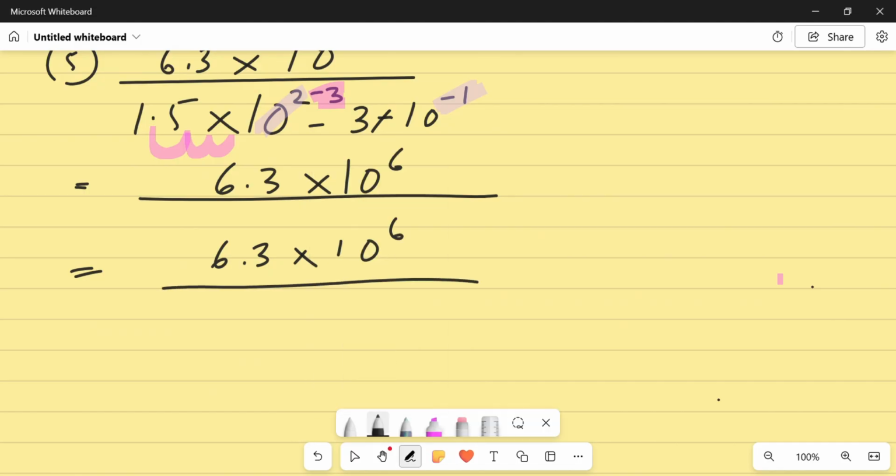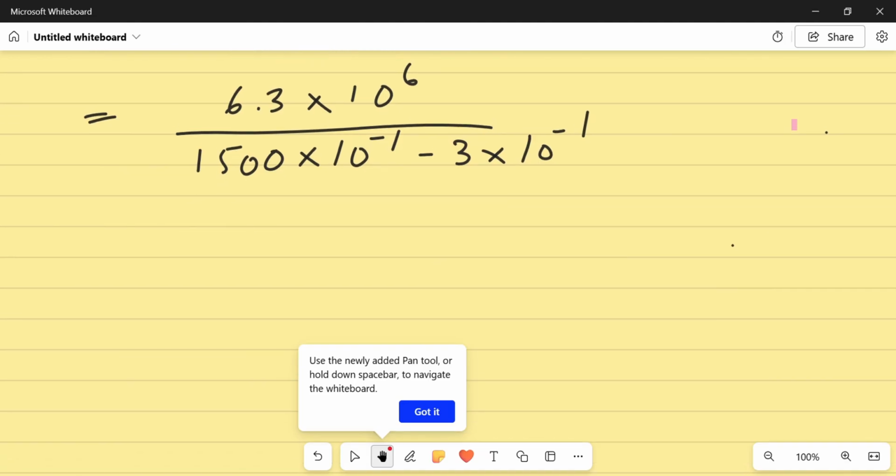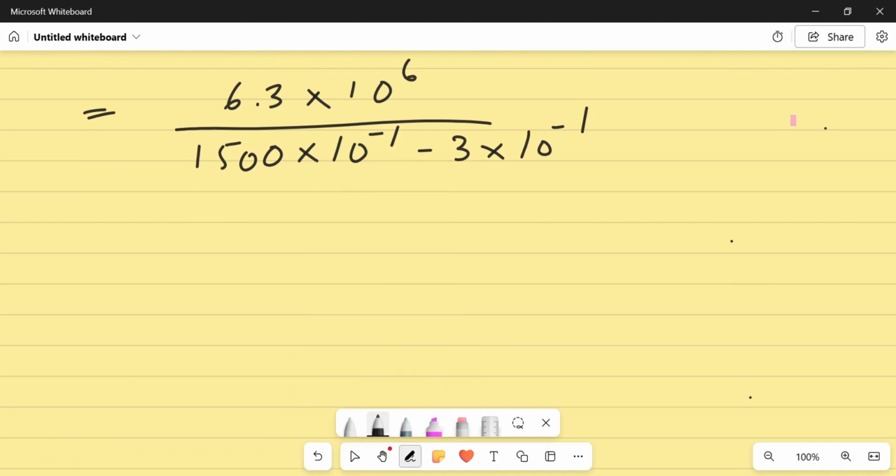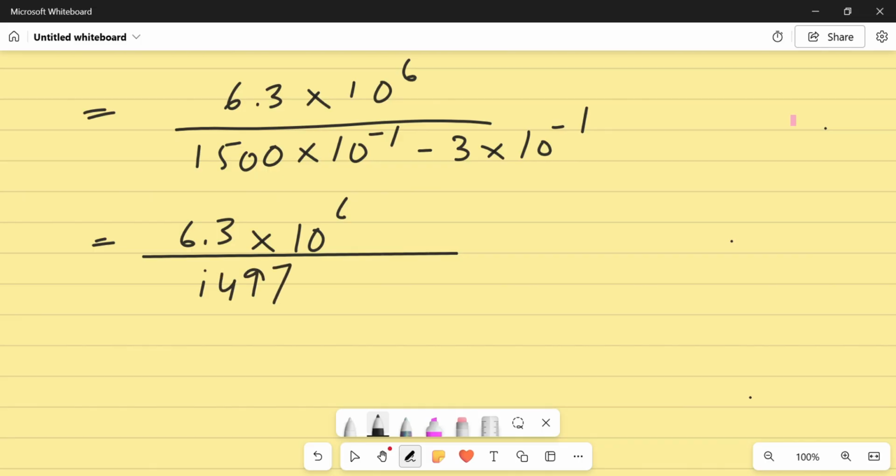over 1500 times 10 to the power minus 1, okay? Minus 3 multiplied by 10 to the power minus 1. See, both the exponents become the same. Now we need to just solve them. So 6.3, and when we solve it, it gives you the answer 1497 multiplied by 10 to the power minus 1.